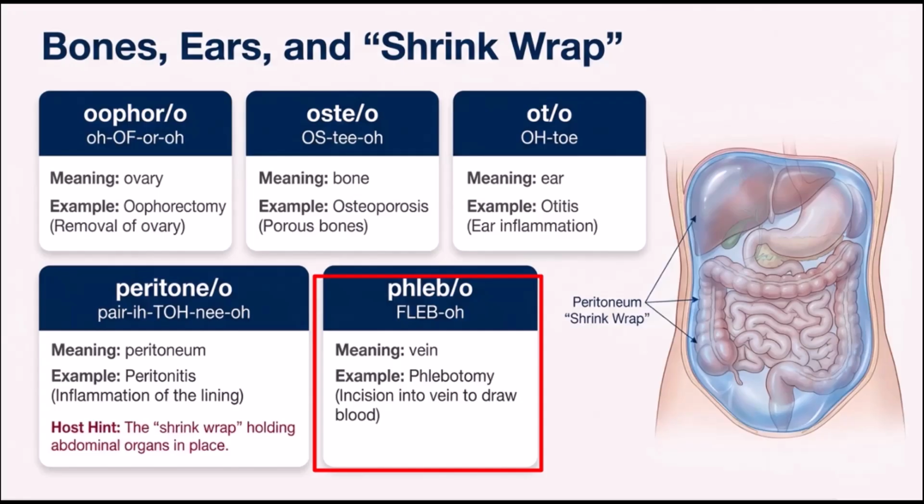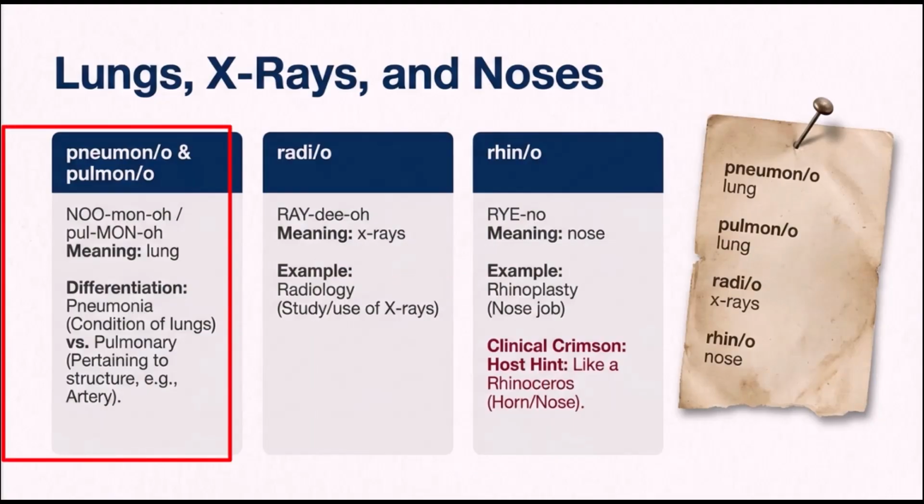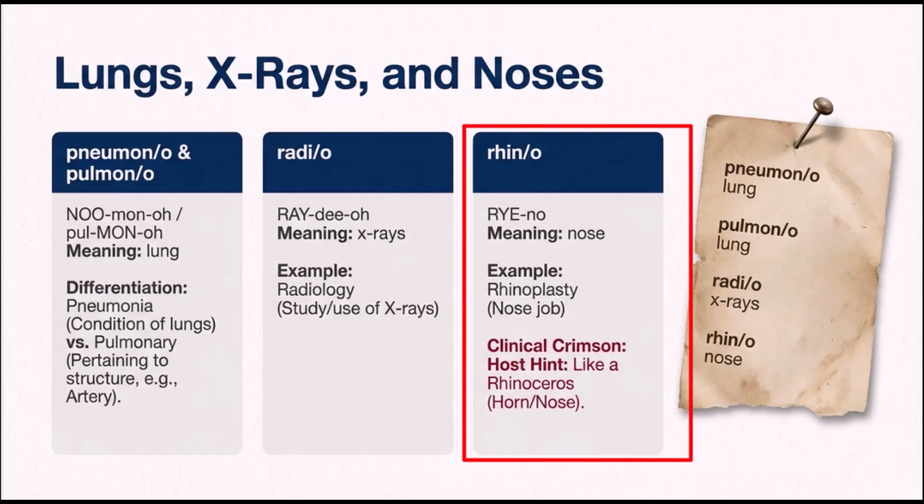We are in the home stretch. Back to the lungs with pneumono and pulmono. Both mean lung. What's the usage? Generally, pneumonia is a condition of the lungs, while pulmonary means pertaining to the lungs, like the pulmonary artery. Got it. Radio. X-rays. Giving us radiology. The study and use of X-rays. Rhino. Nose. Like a rhinoceros. Exactly. And a rhinoplasty is surgical repair of the nose.